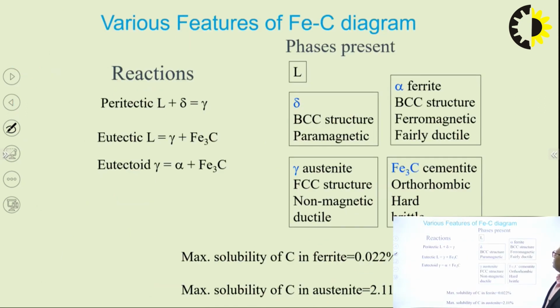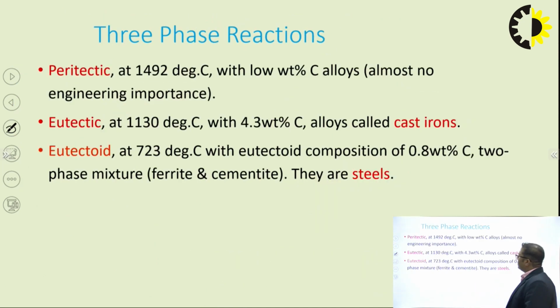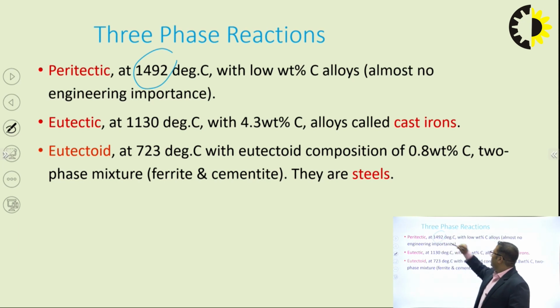So these are various features of the iron carbon diagram, and these are the three reactions which occur: peritectic, eutectic, and eutectoid. In peritectic, liquid plus delta converts into gamma. You can see that liquid plus delta converts into gamma on cooling, or gamma converts into liquid plus delta on heating, at 1493 degrees centigrade. So you can see here that at around 1492 degrees centigrade, this delta plus liquid converts into gamma on cooling.